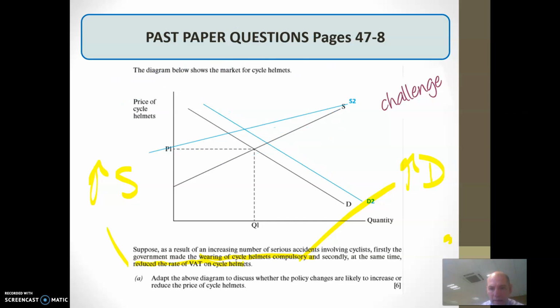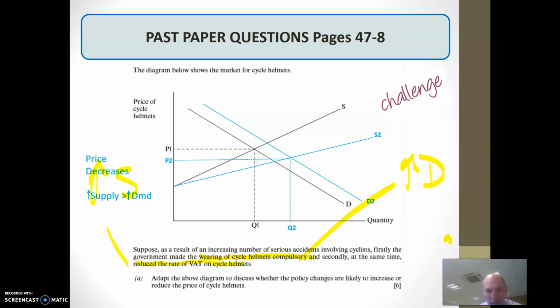Let's have a little look at what you may have drawn. Some of you will have drawn it like this: outward shift in demand, outward shift in supply, and you have ended up with a lower price. The price decreases from P1 to P2, and it's because the change in supply has been drawn greater than the change in demand.